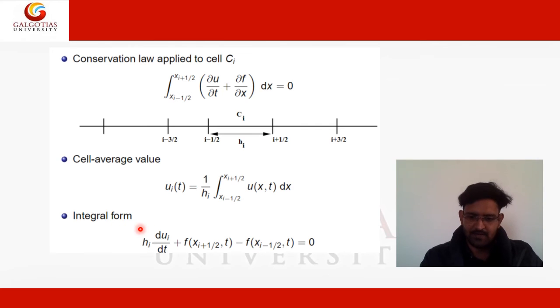This is the integral form, and that we can write as hi dU by dt plus f at x i plus half, t, minus f at x i minus half, t, equal to 0. If I divide this equation by hi, the flux difference over hi is nothing but del f by del x, written by the first principle of calculus using that.